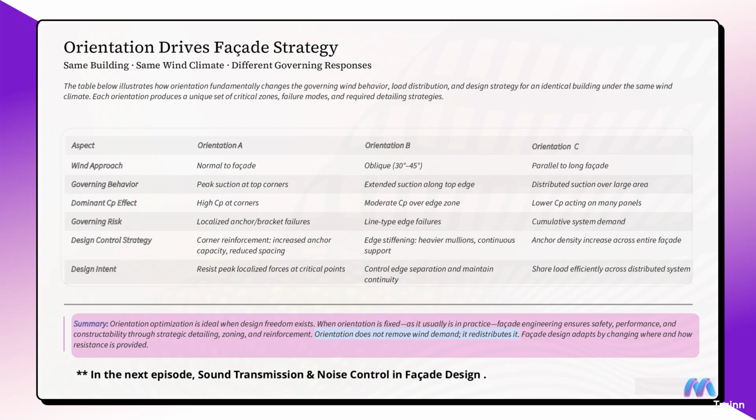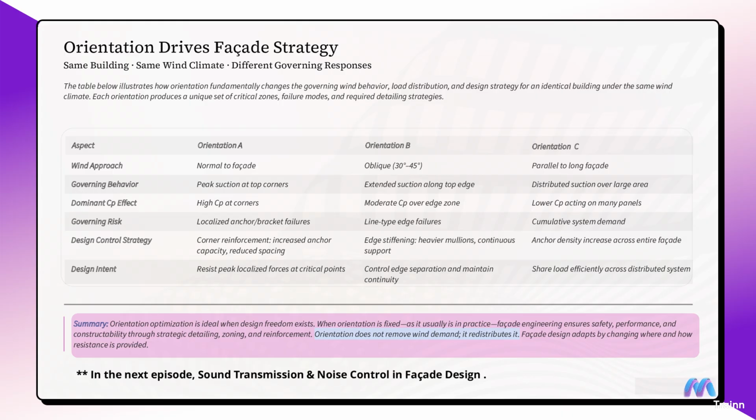Aspect: wind approach. Orientation A: normal to facade. Orientation B: oblique, 30 to 45 degrees. Orientation C: parallel to long facade. Aspect: governing behavior. Orientation A: peak suction at top corners. Orientation B: extended suction along top edge. Orientation C: distributed suction over large area.